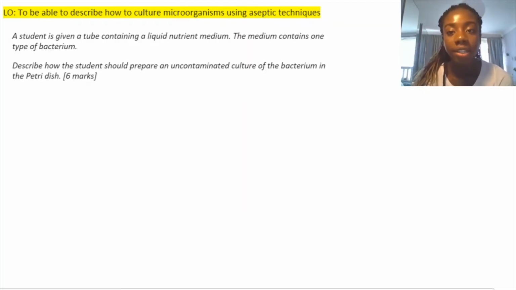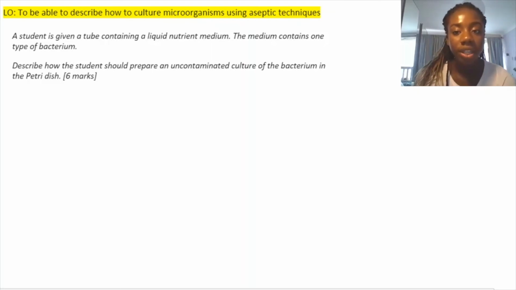So this is our second worked example question for culturing microorganisms. Feel free to pause the screen for a moment and walk through it yourself, and then I will go through it. So a student is given a tube containing a liquid nutrient medium. The medium contains one type of bacterium. Describe how the student should prepare an uncontaminated culture of the bacterium in the petri dish for 6 marks.